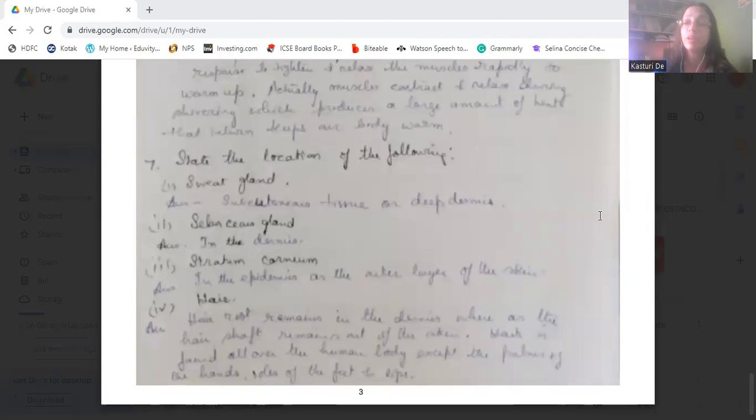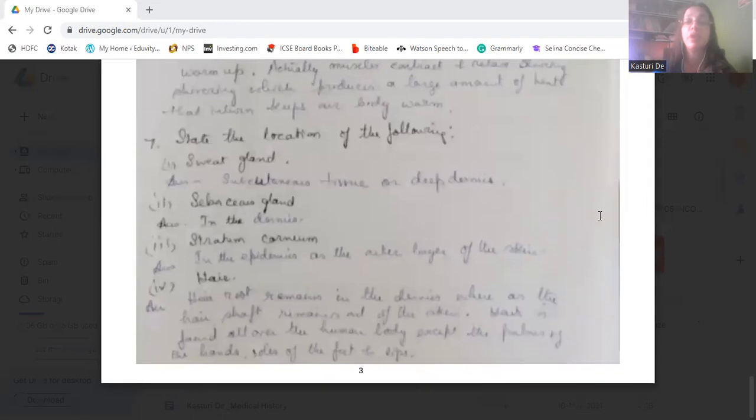State the location of the following. The sweat gland is located in the subcutaneous tissue or the deep dermis. The sebaceous gland is located in the dermis, whereas the stratum corneum is in the epidermis, on the outer layer of the skin. The hair root remains in the dermis, whereas the hair shaft remains outside of the skin.